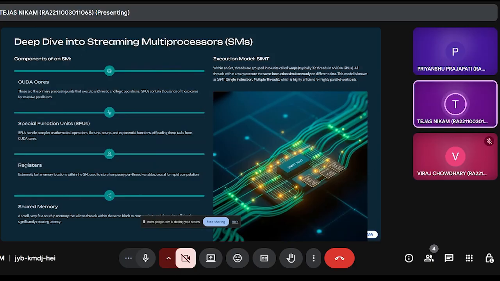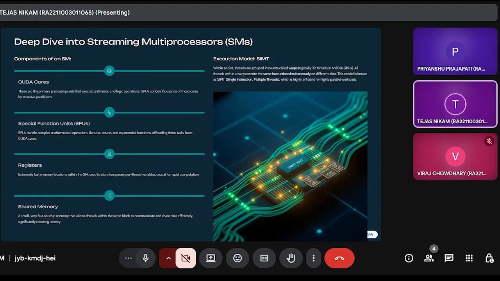Registers: extremely fast memory locations within the SM used to store temporary per thread variables, crucial for rapid computation. Shared memory: a small, very fast on-chip memory that allows threads within the same block to communicate and share data efficiently, significantly reducing latency.